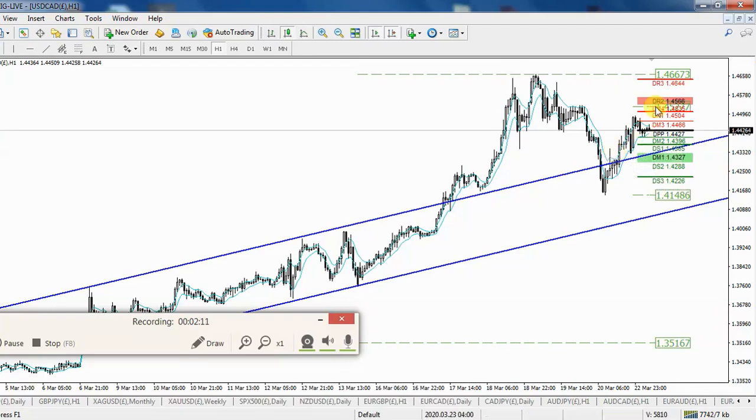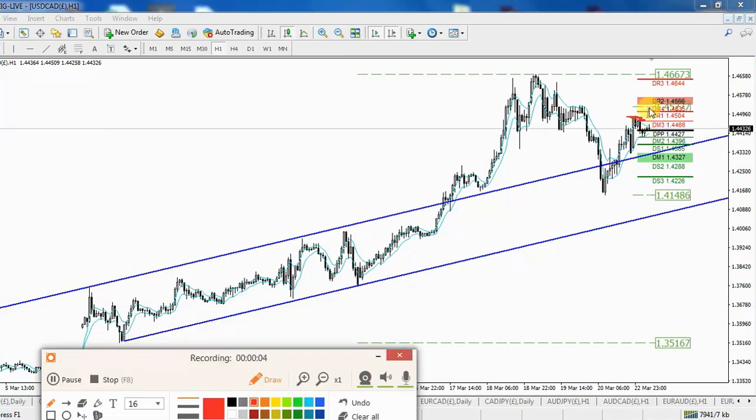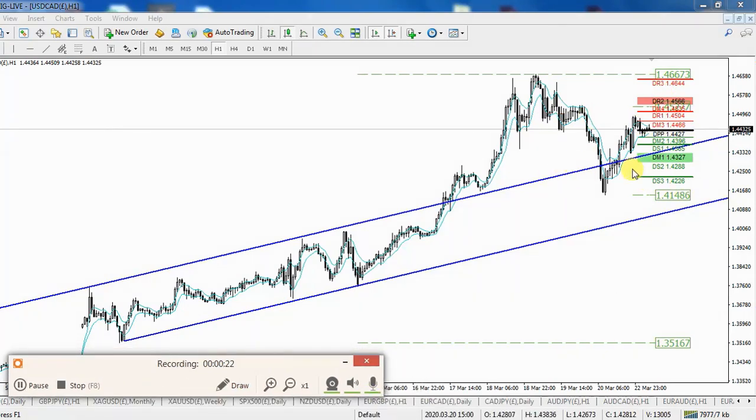And if it wants to continue higher, then I want to see a break of this high here. So if the price breaks, around 30 pips, and then slowly returns back to the prior lows, then I will be interested in getting onto the long side. So that's why I'm waiting to see how the price wants to behave.